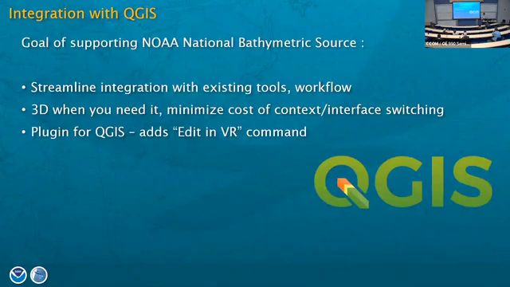Also, we looked at how NOAA workers are doing their job, and they are using QGIS. The problem was that you need to switch context. You need to load that point cloud in our application, do some stuff, save it, and then load it with QGIS. It would be a lot easier if you had a plugin in QGIS, pressed one button, got it in VR, and then when you are finished, it would be loaded again. So that's very helpful.